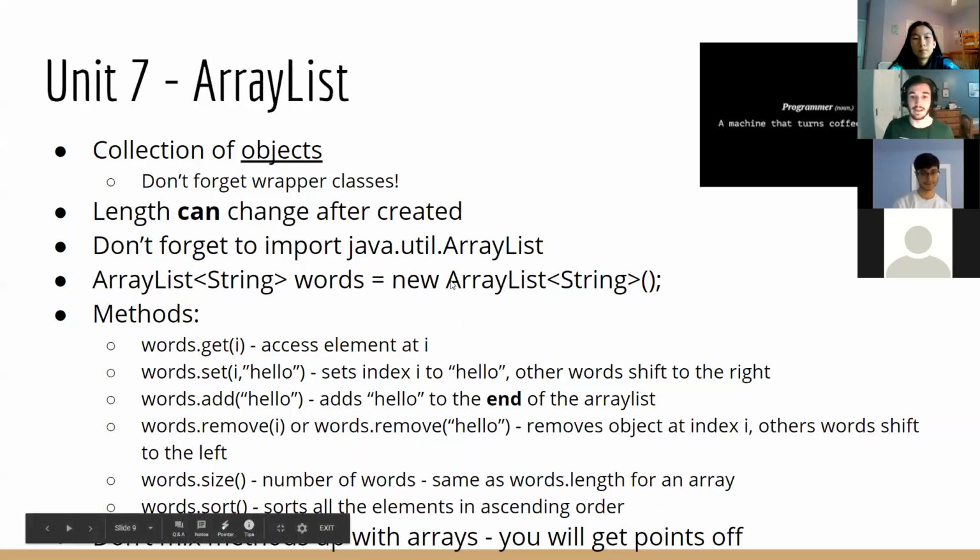So declaration and instantiation right here, and a couple reminders of ArrayList methods. Remember that the function size is how you get the size of an array list. So for strings, it's length with parentheses. With an array, it's length, no parentheses. And for an array list, it's size with parentheses.